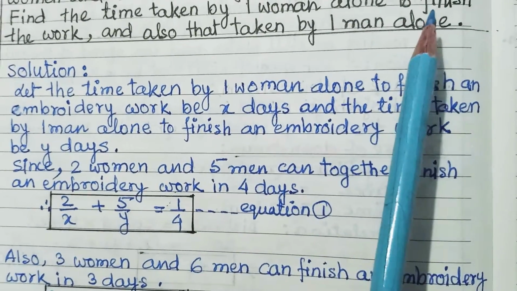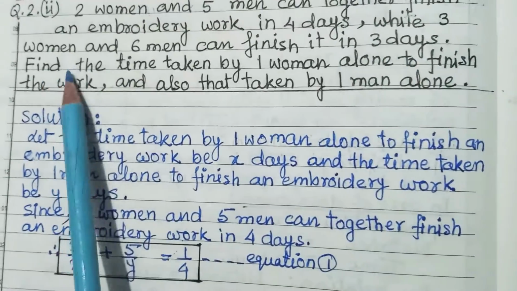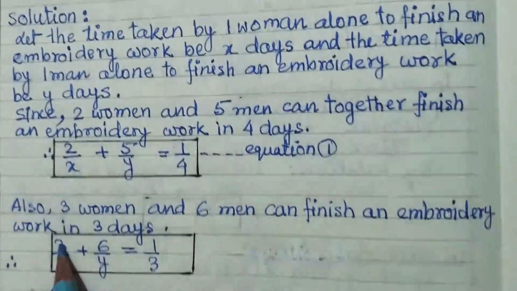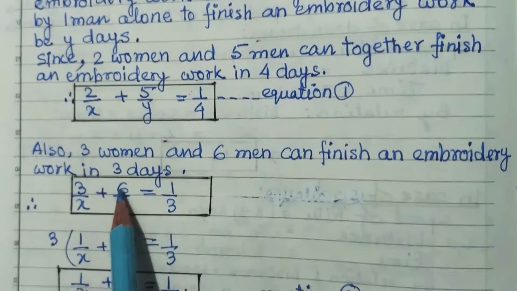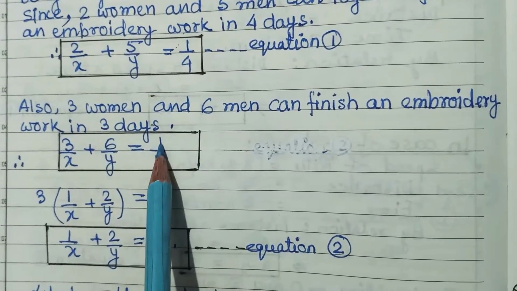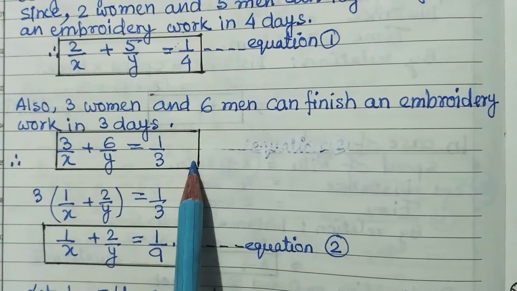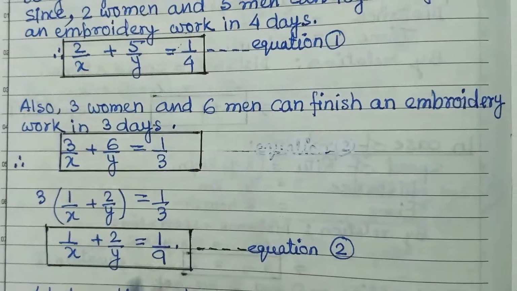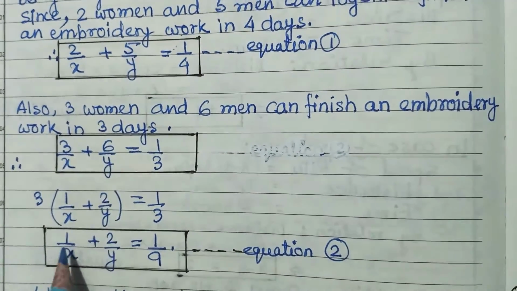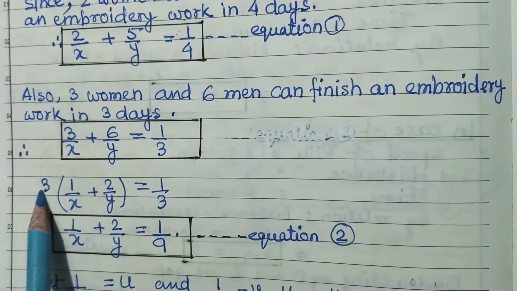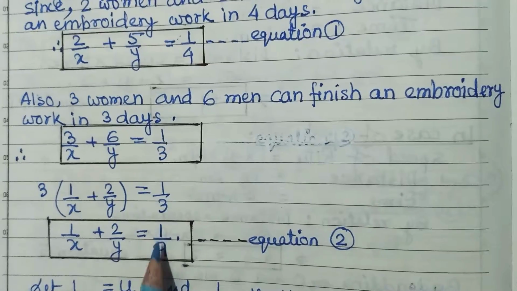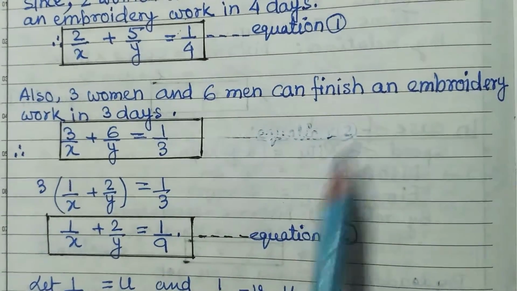Similarly, the second condition is 3 women and 6 men can finish it in 3 days. So 3 upon x plus 6 upon y is equal to 1 upon 3. It is the second equation. Now, if you take 3 as a common factor, it is 1 upon x plus 2 upon y, and the 3 will come this side, is equal to 1 upon 9. It is the second equation actually.